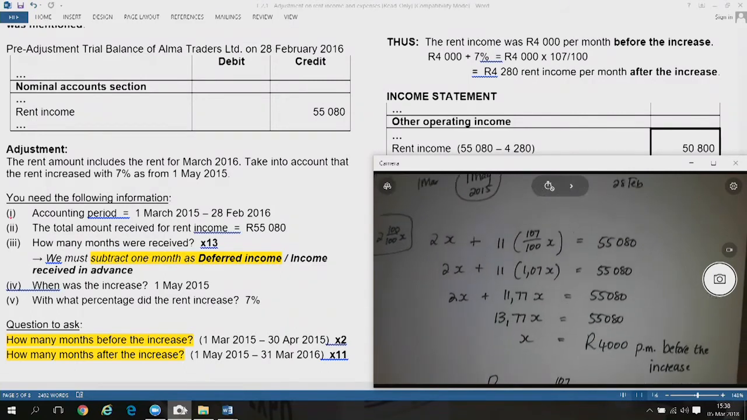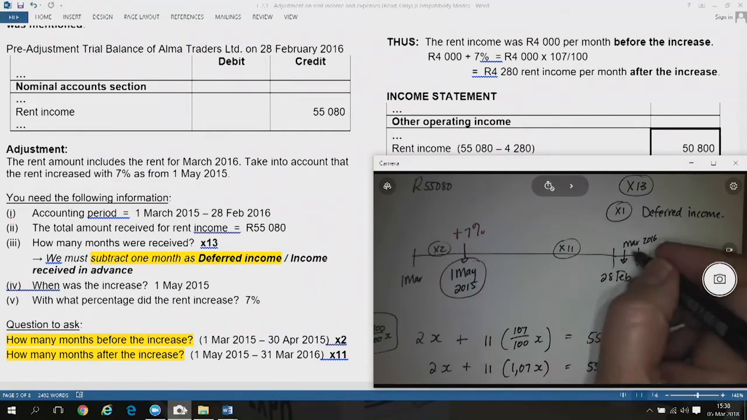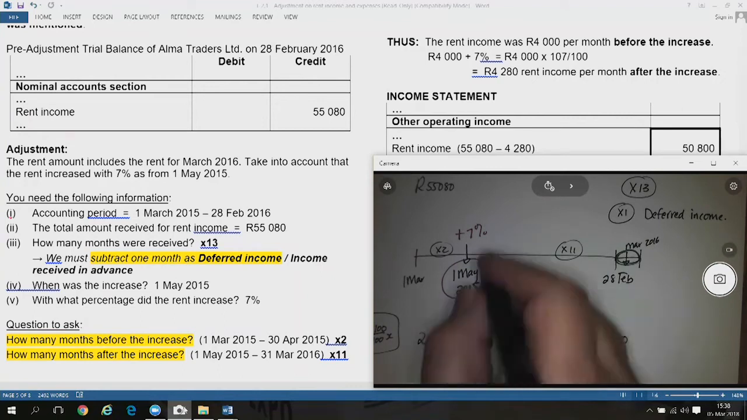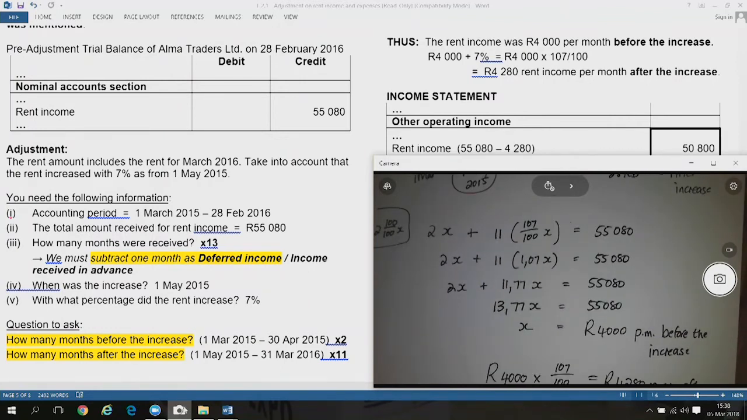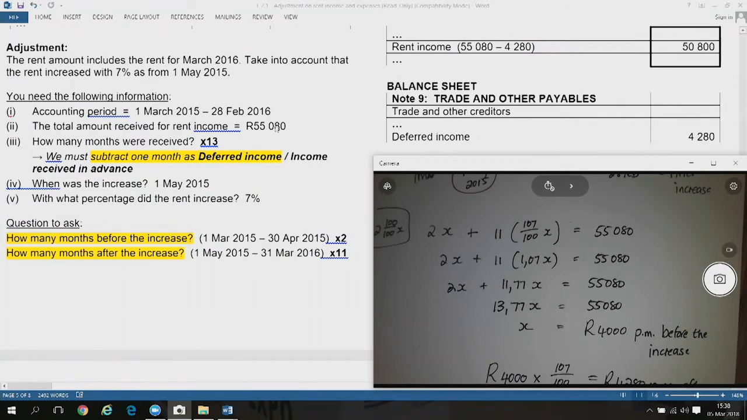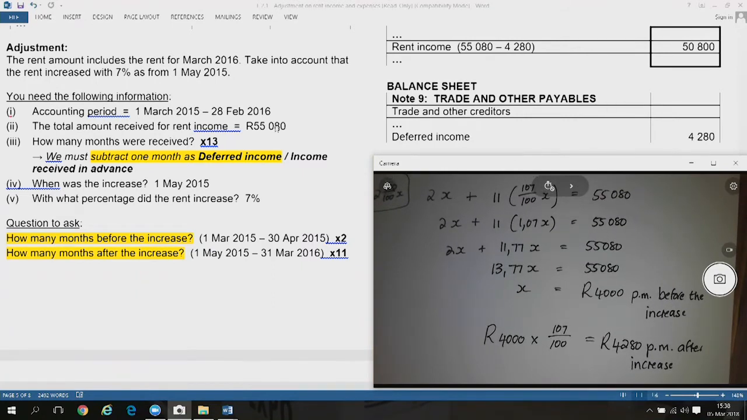Okay, the question is, remember we must take away 1 month as deferred. That month is there. There's the month that we must take away. There was the increase, so of course the month that we are going to take away was after the increase. So you're going to say, it's there on the top of the next page, if you look there, your rent income is 55080 minus the 4280 after the increase. And the 4280 goes to note number 9 as deferred income.